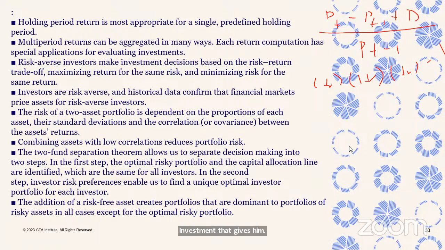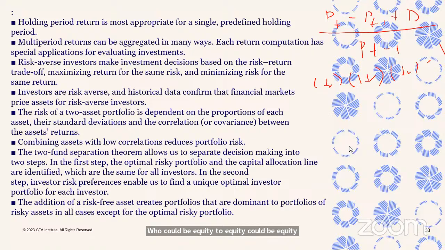Okay. Now for level 1, we are talking about the risk of a portfolio, and we are talking about a 2-asset portfolio. It could be 2 equities, or equity and fixed income, as the case may be.